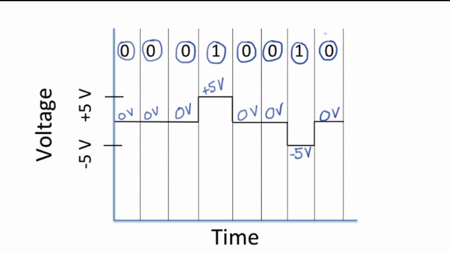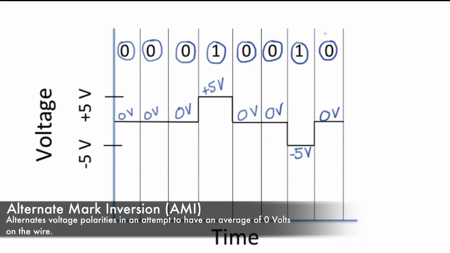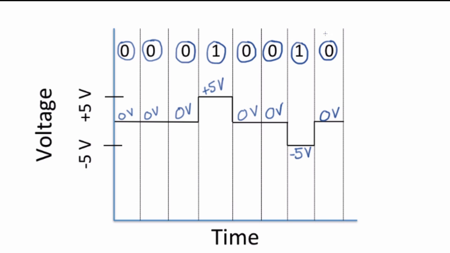Let's think about, though, why we alternated the polarity of our voltages. What I have diagrammed here is something called AMI, alternate mark inversion. With alternate mark inversion, the goal is to have an average of 0 volts on the wire. This is a desirable electrical characteristic. So what we do is send positive 5 volts one time and negative 5 volts the next time. And then the next time it's going to go back to positive and then negative.